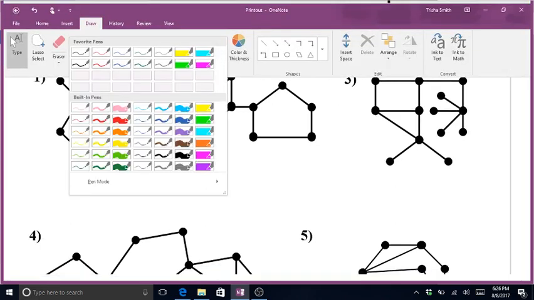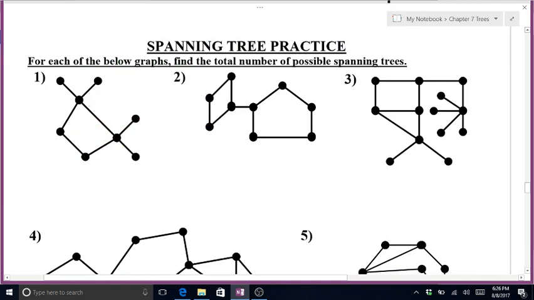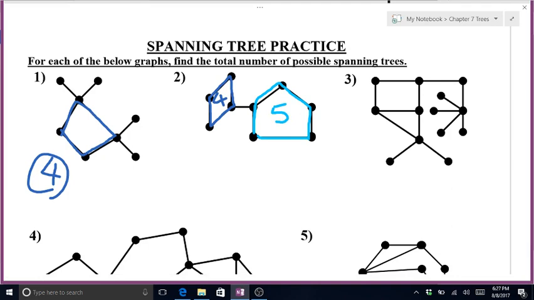Spanning tree practice. Find the total amount of possible spanning trees. How many circuits do we have in graph number 1? Well, I only have one circuit, and it's got 4 edges. So there are 4 spanning trees. In graph number 2, how many circuits do I have? I've got one circuit here with 4, and I've got a circuit here with 5. Four times 5 is 20. Do they share an edge in common? No. I have 20 spanning trees.